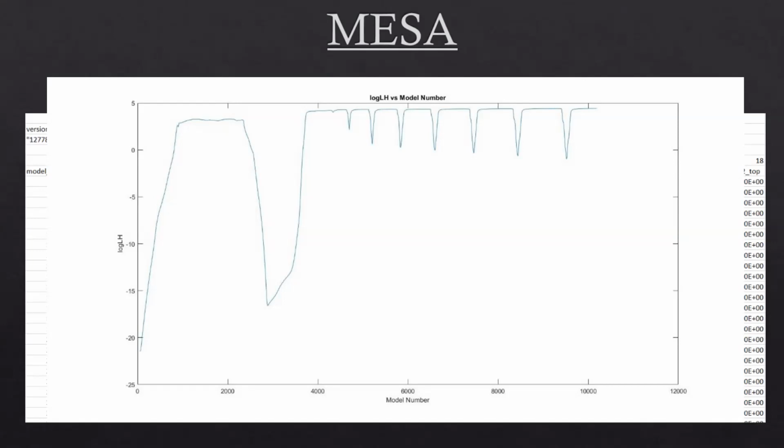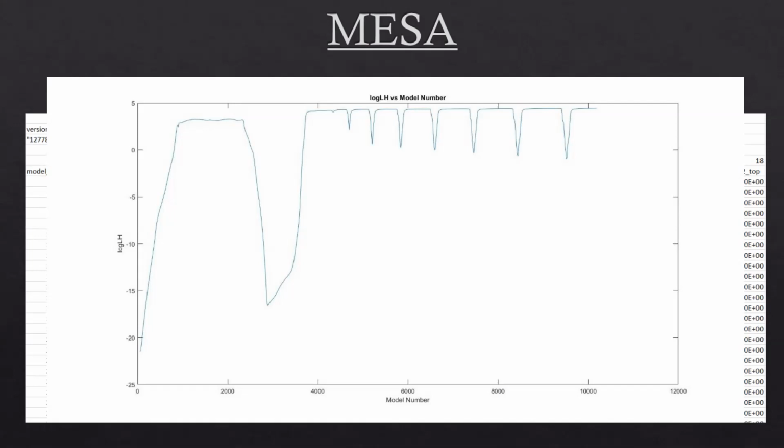Model number. So why did I use model number? Because if I used time, the main sequence part was going to go all the way till there, and this last part where you see the pulses happening would be so scrunched up you wouldn't see it, because those happen very quickly relative to the age of the star. So that's why we have model number.